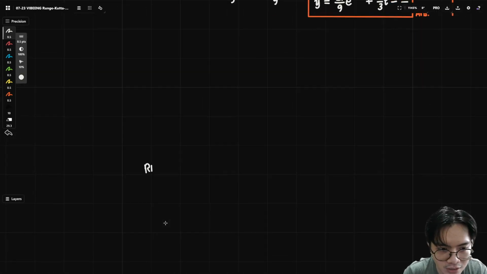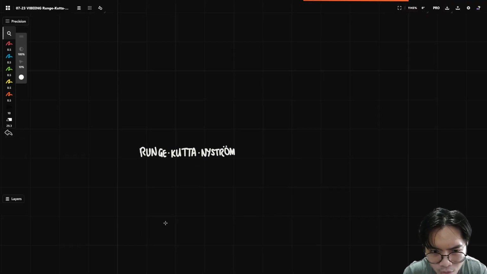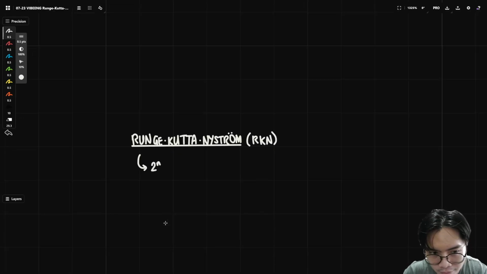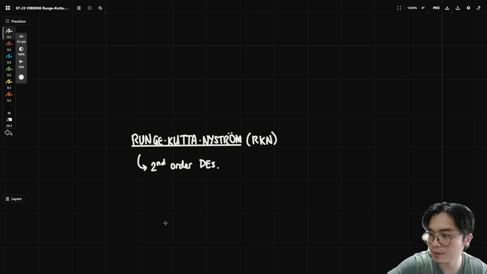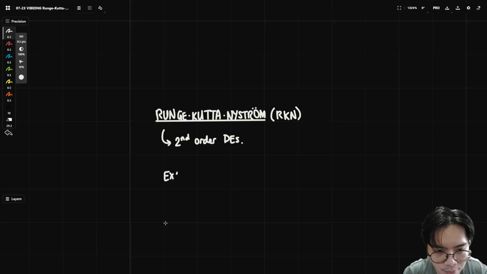The Runge-Kutta-Nyström method. So, Runge-Kutta, both of these guys are German. Yes, they're German. But Nyström, because of the O in his name, I think he's Scandinavian? I'm not sure. So now we have the RKN method, which works for second order differential equations, right? Now, of course, there's a bit more detail to this. So let's try it out with an example number 2.